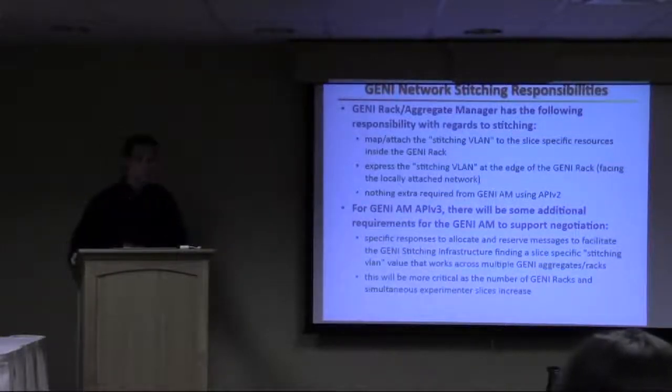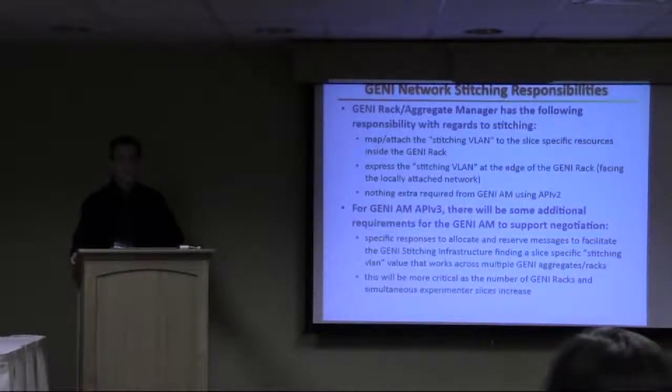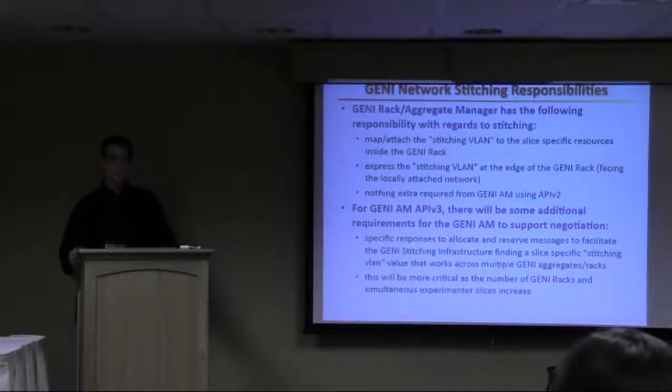Then from there, we just pick it up and we use the standard create sliver mechanisms in order to do stitching. When we go to GENI AM API version 3, the people who are developing GENI aggregate managers, GENI resources, are going to see a couple of extra things that we'd like to see happen. Basically, the paradigm shifts from create sliver to allocate and reserve when we go from version 2 to version 3. So we basically want to leverage that feature set, which is in there for other reasons, to facilitate stitching.